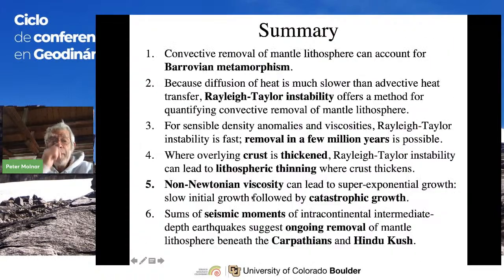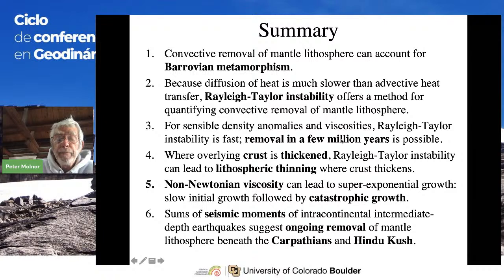So to summarize, convective removal of mantle lithosphere can account for Barrovian metamorphism. Because diffusion of heat is much slower than advective heat transfer, Rayleigh-Taylor instability offers a method for quantifying convective removal of mantle lithosphere. We can do that because we can ignore diffusion of heat. For sensible density anomalies and viscosities, Rayleigh-Taylor instability is fast. So you can remove mantle lithosphere quickly, in a few million years.